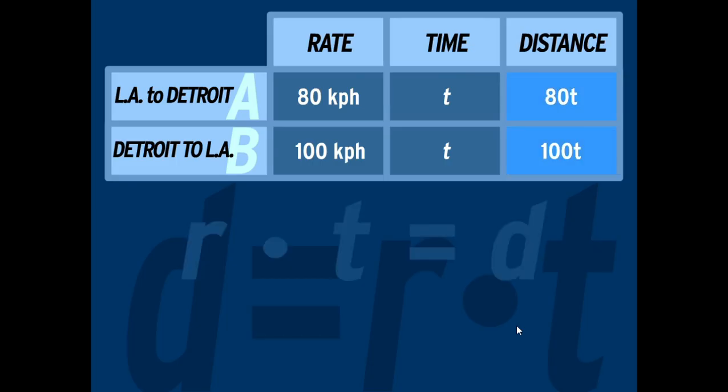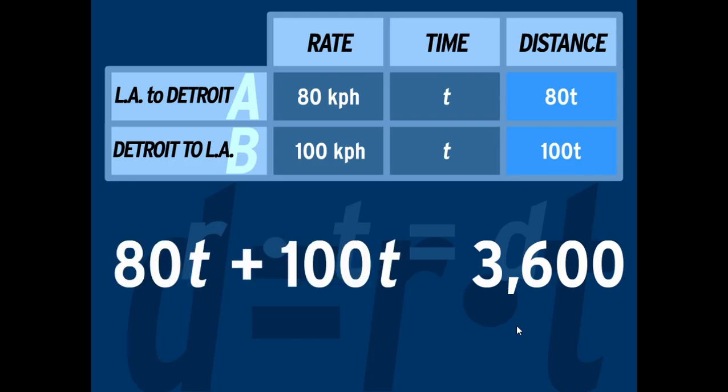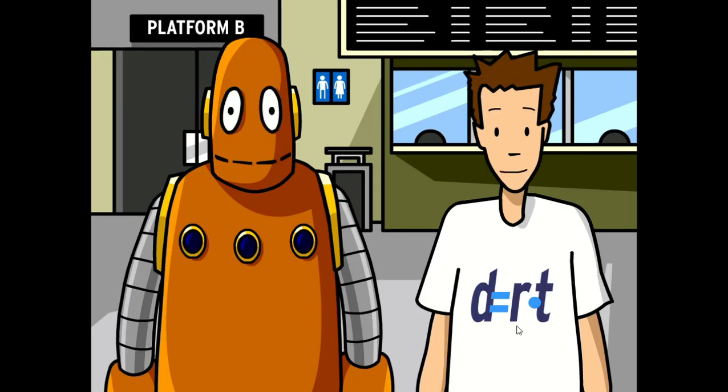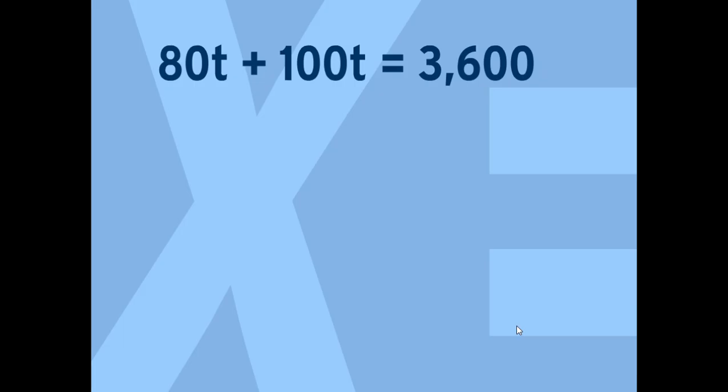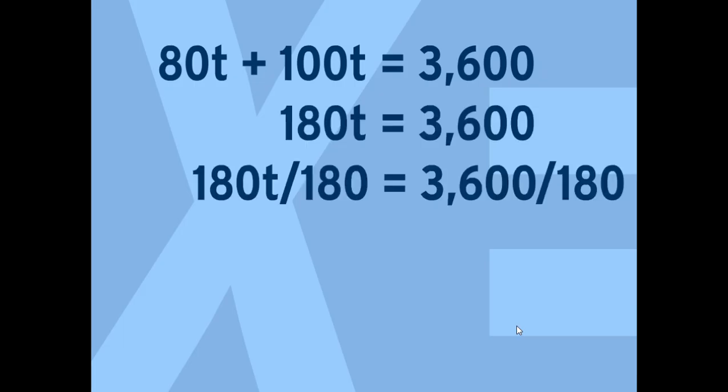We know one other thing. The distance between Detroit and LA is 3,600 kilometers. So the distance each train travels before they meet up with each other has to equal 3,600 kilometers. And there's our equation. 80t plus 100t equals 3,600. We just have to solve for t. Let's go back to our table and plug in our t value.